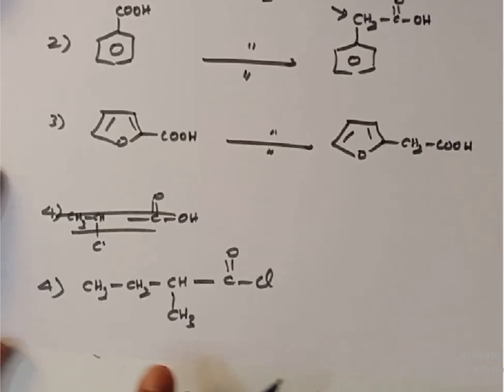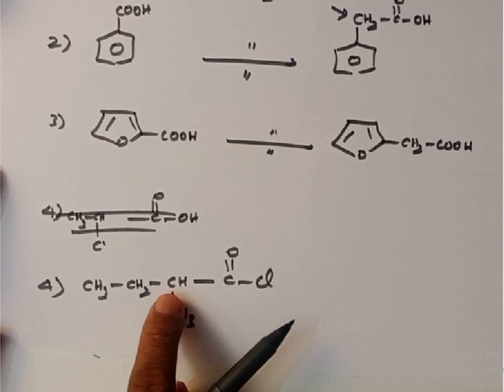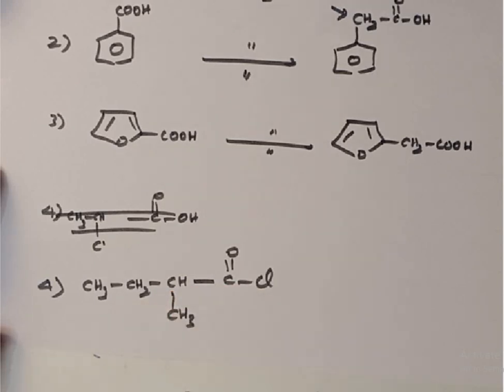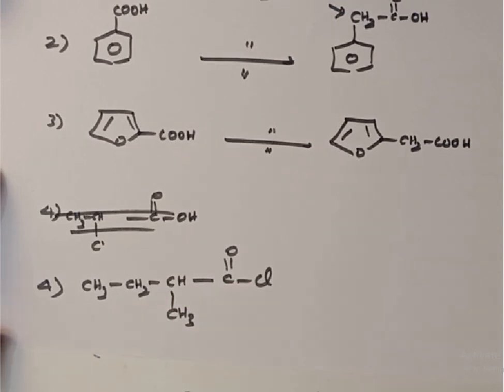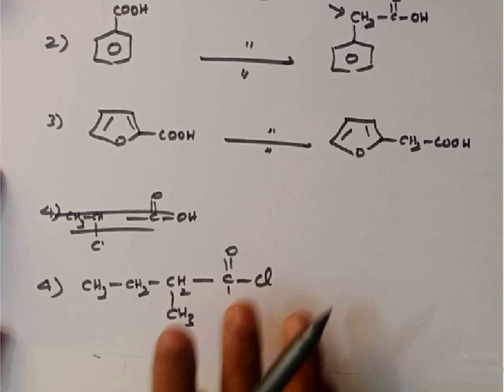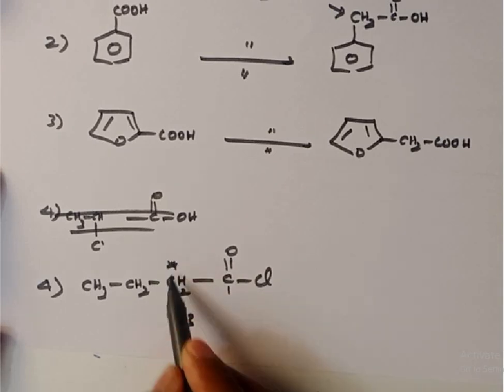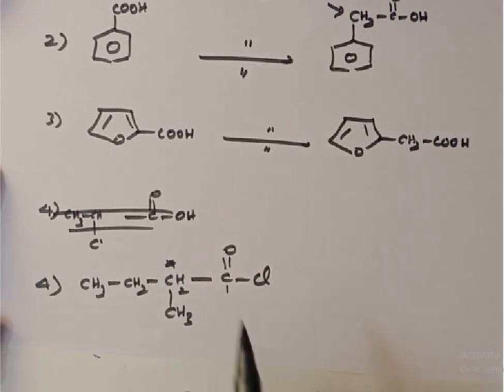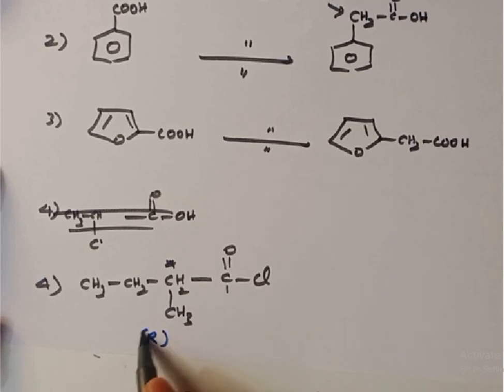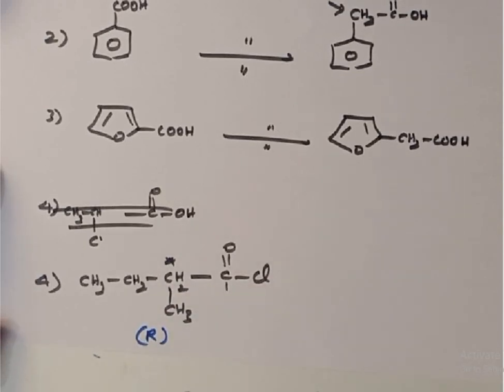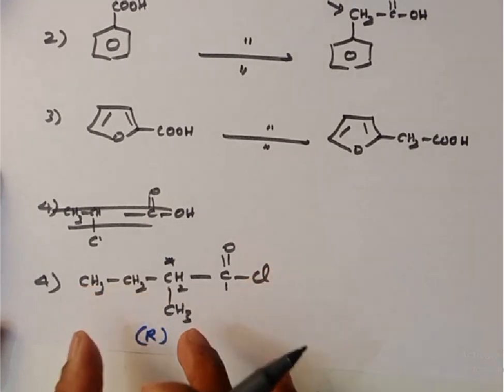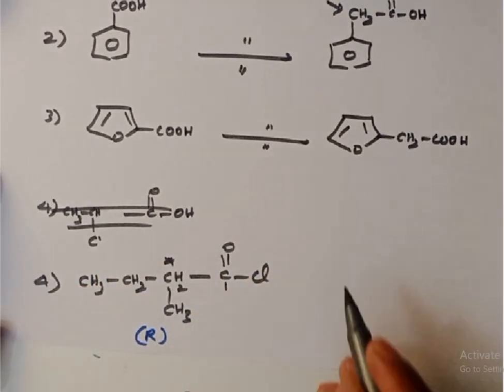See here, I have taken a compound. This is called 2-methyl butanoyl chloride. I'm sorry, this is carbon number 1, this is carbon number 2. So in the second carbon we have a methyl group. It is called 2-methyl butanoyl chloride, and this carbon is an asymmetric carbon. Suppose you take the R configuration of this compound, pure R, then carry out the reaction.